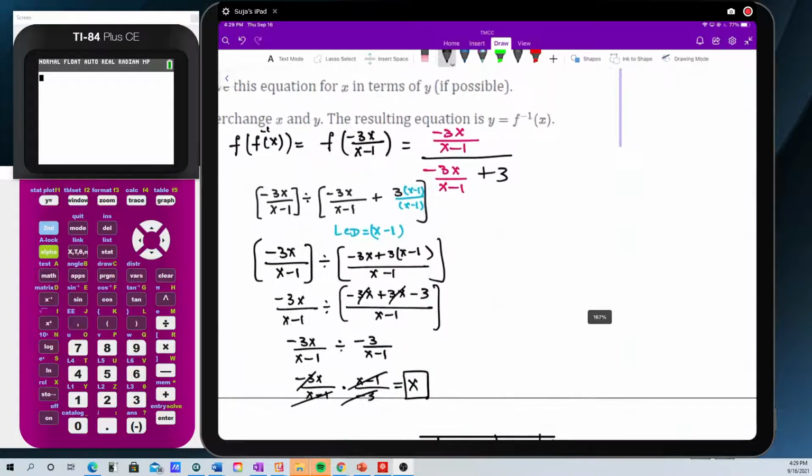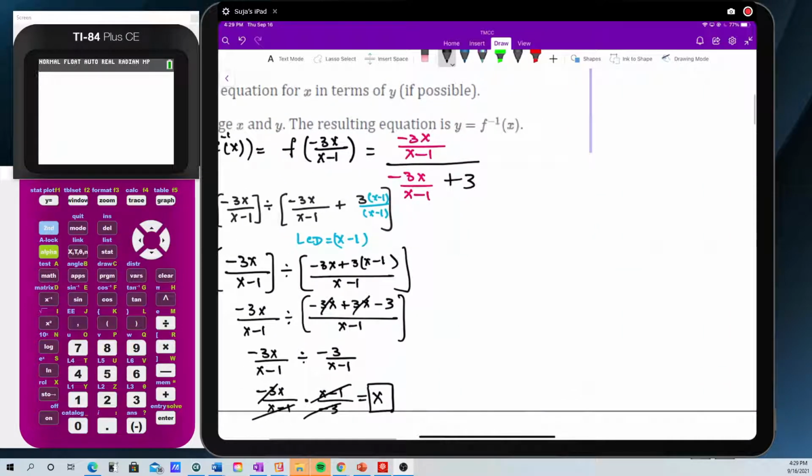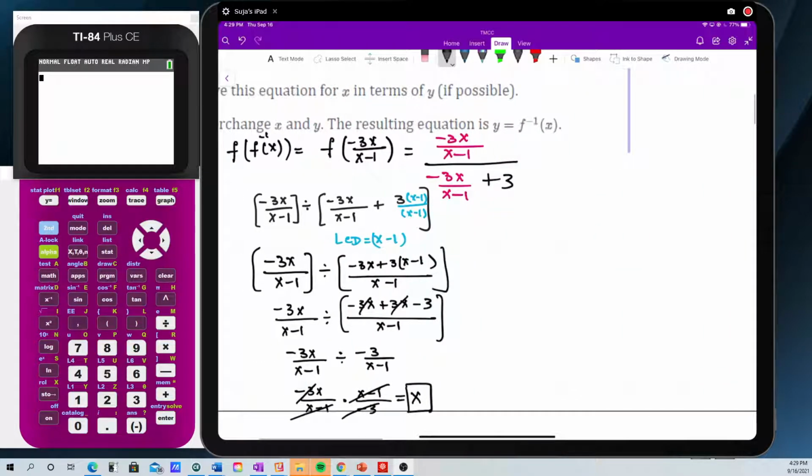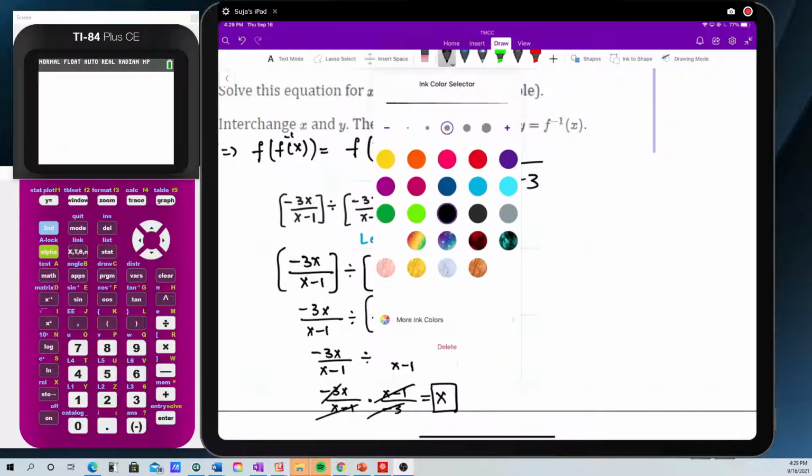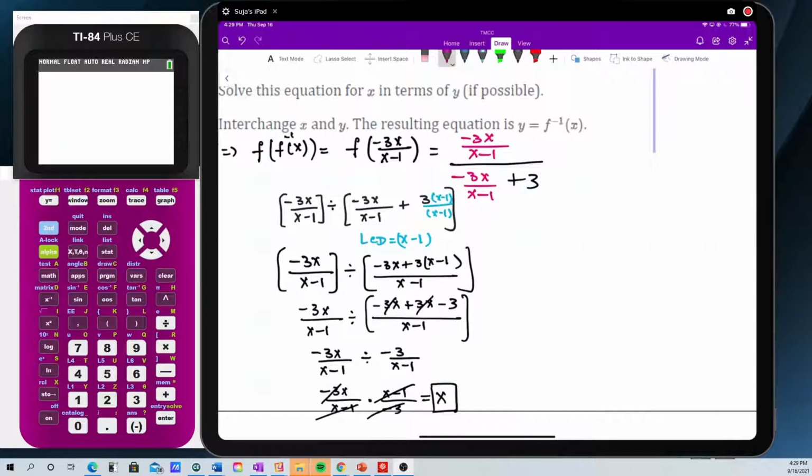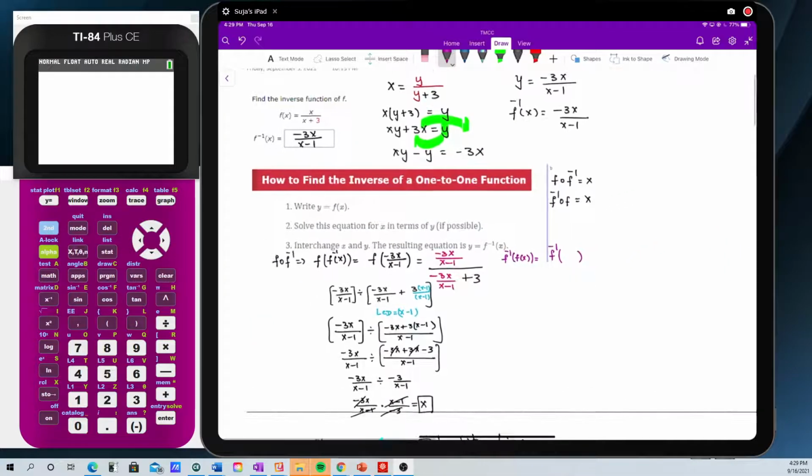Okay, now I need to do the same thing but backwards, right? So now I'm going to find f inverse of f. I'm using another color here. f inverse of the function f of x. So here the meaning is I'm taking the function f of x and putting it into f inverse of x. So let me go back and see my function f of x one more time. x over x plus 3.